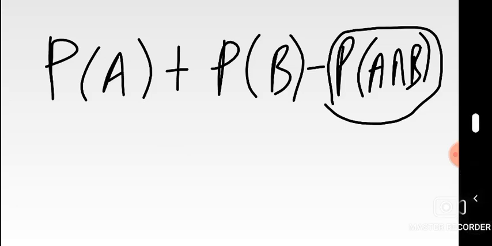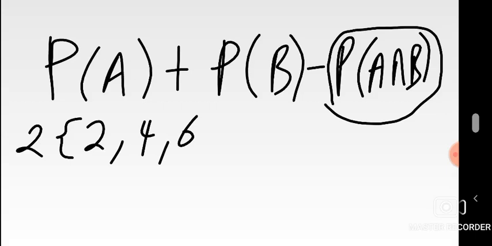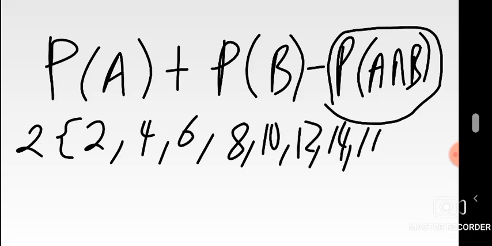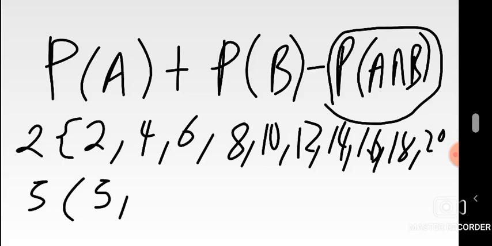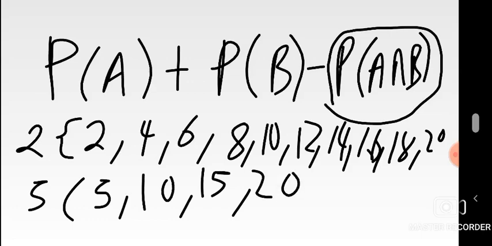Multiples of 2. What do they mean? Multiples of 2 are numbers you get by multiplying by 2, numbers that 2 can go into without leaving a remainder. I think that's the simplest explanation I can put. 2, 4, 6, 8, 10, 12, 14, 16, 18, and 20. Those are multiples of 2. What about for 5? Numbers that 5 can go into. 5, 10, 15, 20.